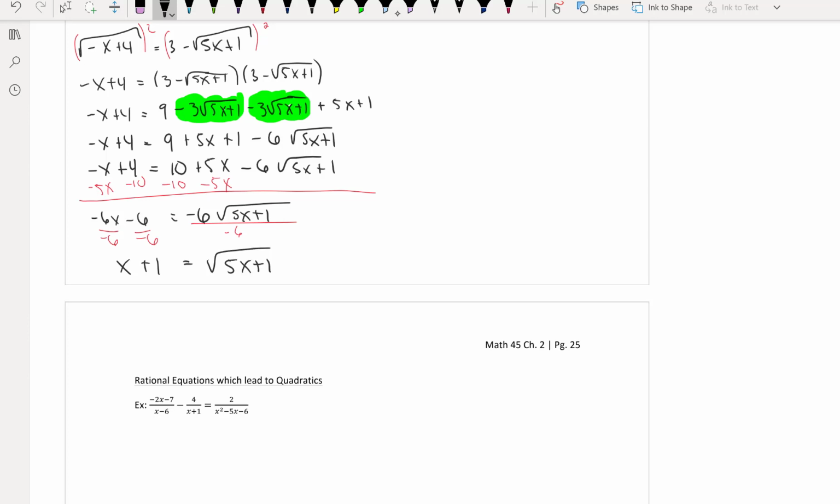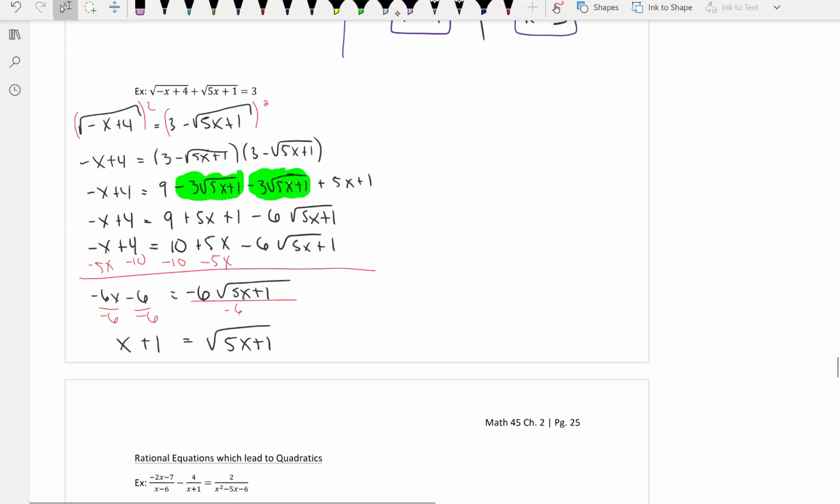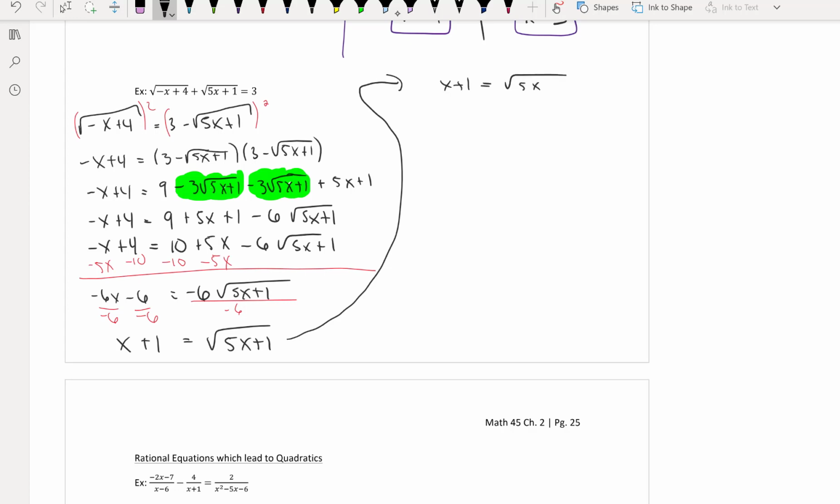Okay. So now, since the process is repeating, I'm just going to rewrite it. So x plus 1 is equal to 5x plus 1. So now it went from 2 radicals to 1 radical. So now don't forget to square it. This is where I'm repeating the process. So I really have x plus 1 times x plus 1 is equal to 5x plus 1.